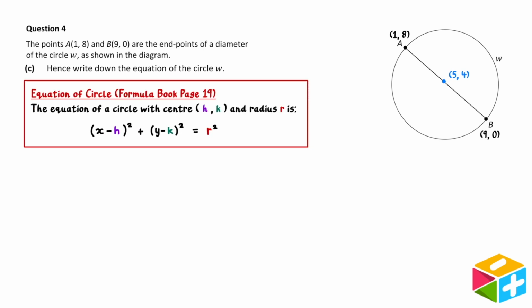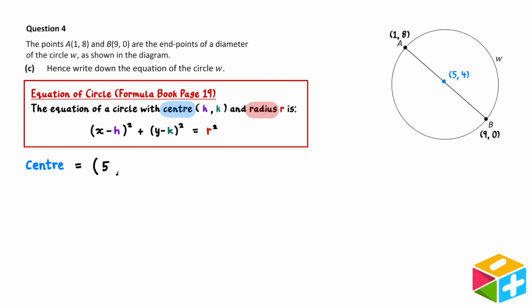The equation of a circle formula on page 19 of the formula book will help us here. It says that the equation of a circle with centre (h, k) and radius r is (x minus h) all squared plus (y minus k) all squared is equal to r squared. To use this formula, there's two things we need to know: the centre of the circle and the radius of the circle. Thankfully, we already know both of these.